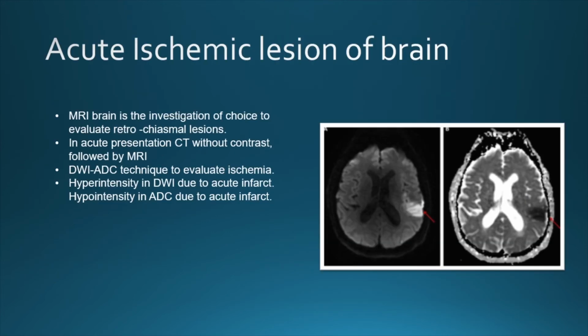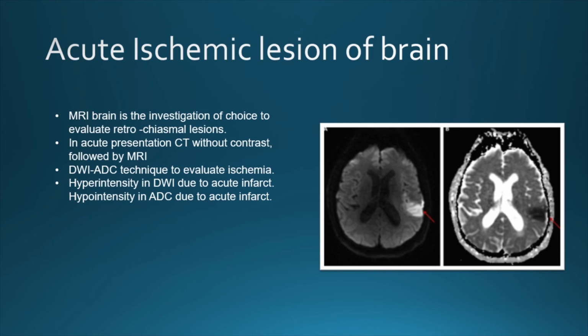Acute ischemic lesions, MRI is the choice of investigation to evaluate retrochiasmal lesions. In acute presentation of a retrochiasmal lesion, first we'll go for CT scan to rule out any acute hemorrhages, followed by MRI with or without contrast. In suspected ischemic lesion, DWI image will show hyperintense lesion. Here, a DWI image is showing an ischemia due to middle cerebral artery, and the corresponding ADC image will show a hypointense lesion suggestive of acute infarct.